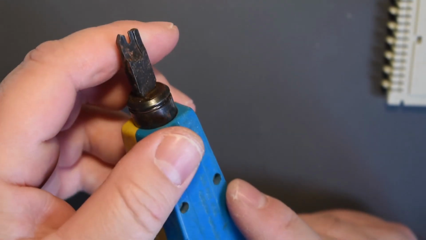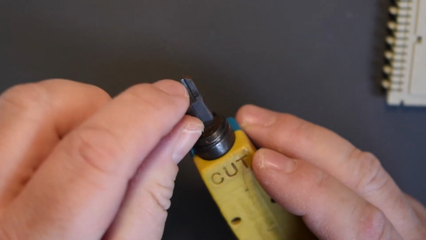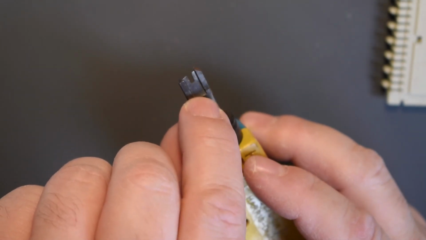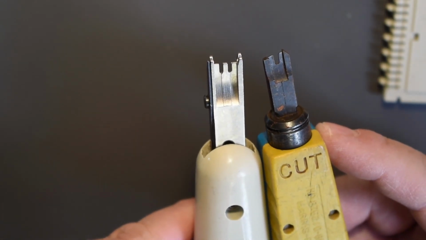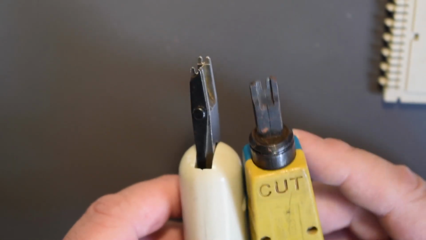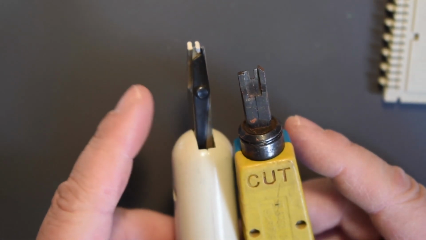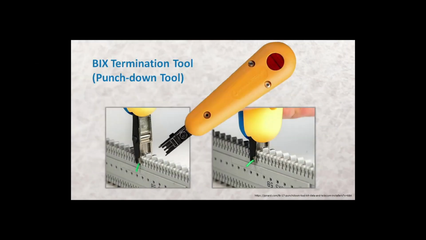Now this is a 110 punch down tool, and as we remember, this 110 punch down tool also has a knife, but it's a stationary knife. You should never ever exchange the BIX and the 110 tools, simply because they have different shapes. The 110 is designed for the 110 punch down platform, and the BIX is designed for the BIX punch down platform. If you exchange the tools, you might get a connection that is not made in a proper way.